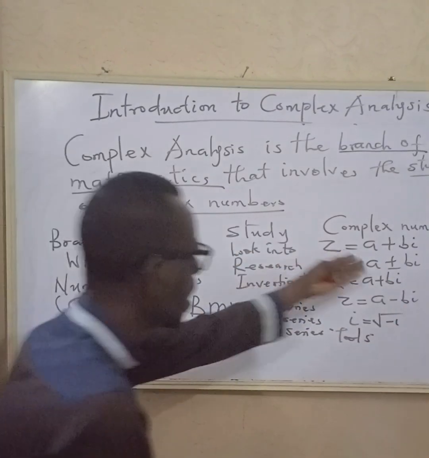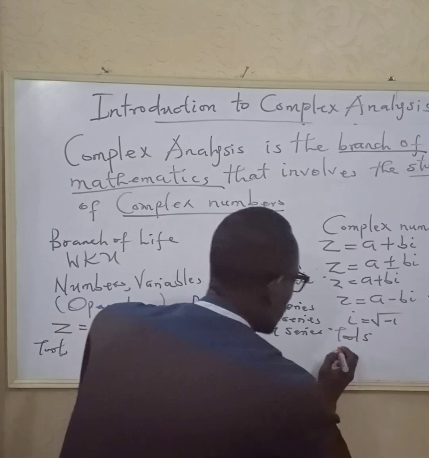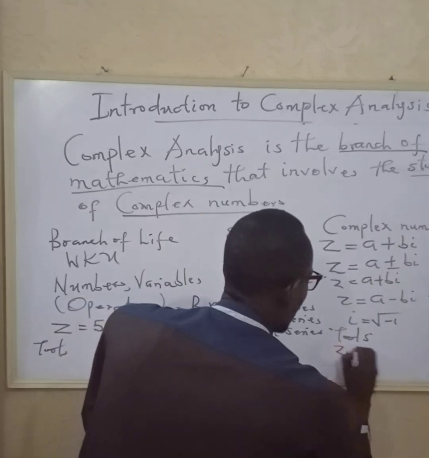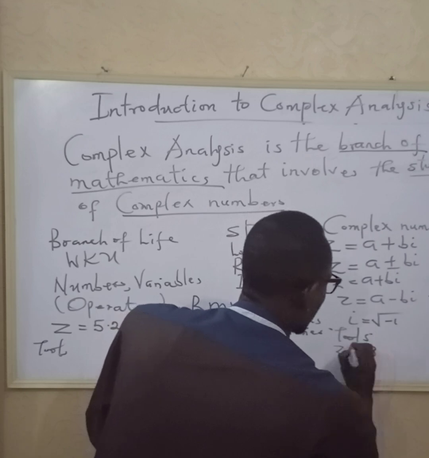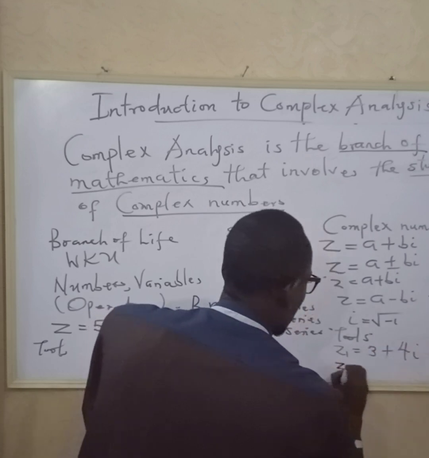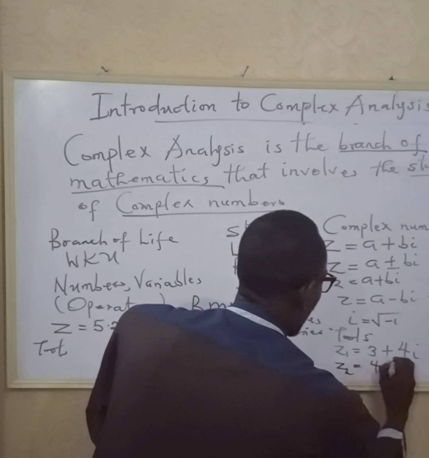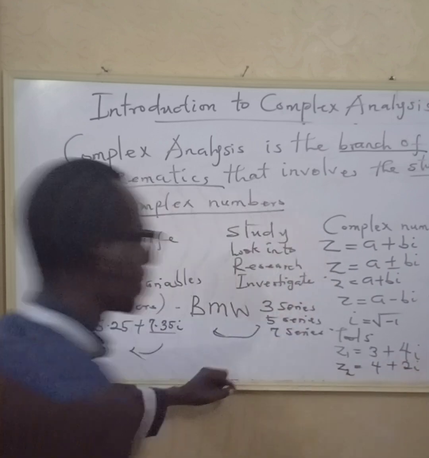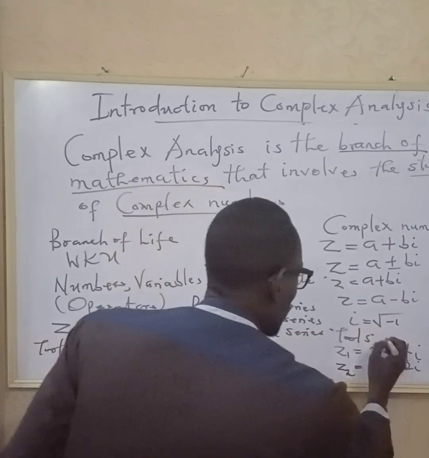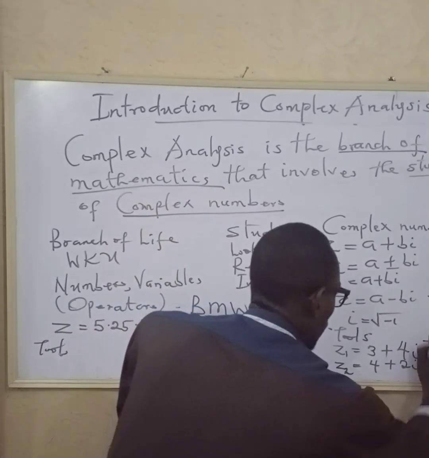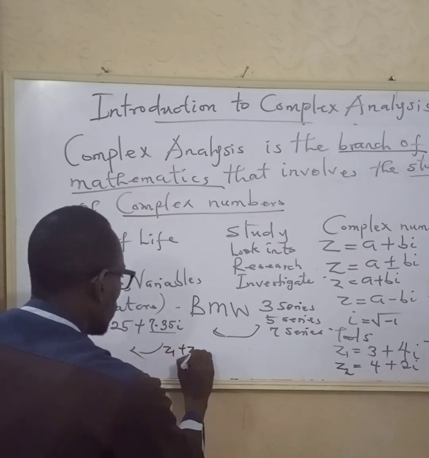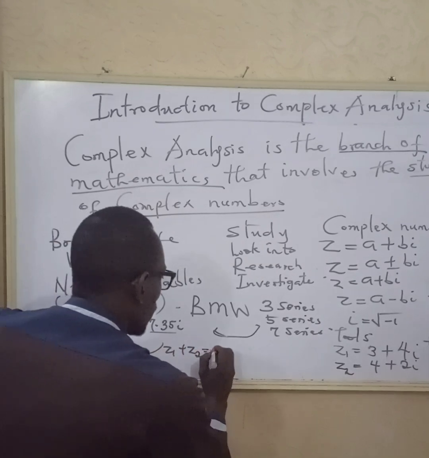Now, in this place, you can simply use the addition of complex numbers. Let's say Z1 is 3 plus 4i, and Z2 is 4 plus 2i. By the time you use an operator on this, let's say you are using a positive operator, by the time you're adding Z1 plus Z2, we have it to be what?